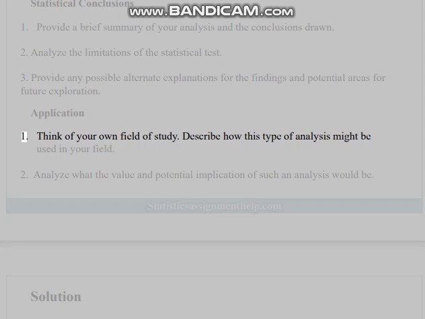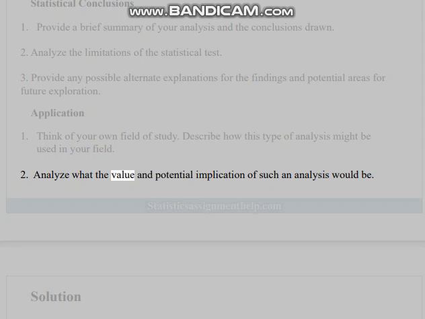Application: 1. Think of your own field of study. Describe how this type of analysis might be used in your field. 2. Analyze what the value and potential implication of such an analysis would be.